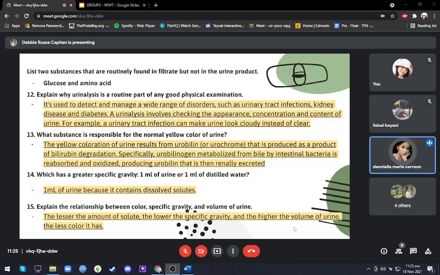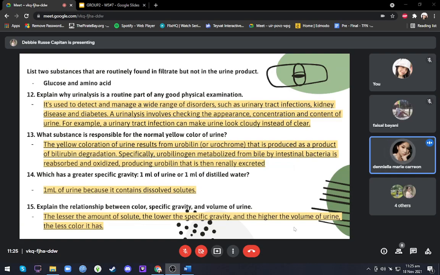Number 13, what substance is responsible for the normal yellow color of urine? The yellow coloration of urine results from urobilin or urochrome that is produced as a product of bilirubin degradation, specifically urobilinogen metabolized from bile by intestinal bacteria is reabsorbed and oxidized, producing urobilin that is then renally excreted.